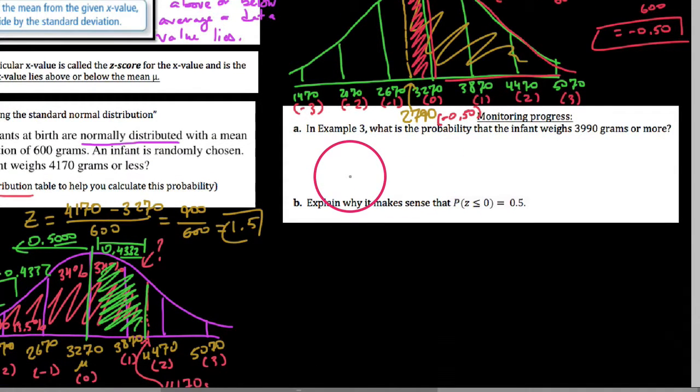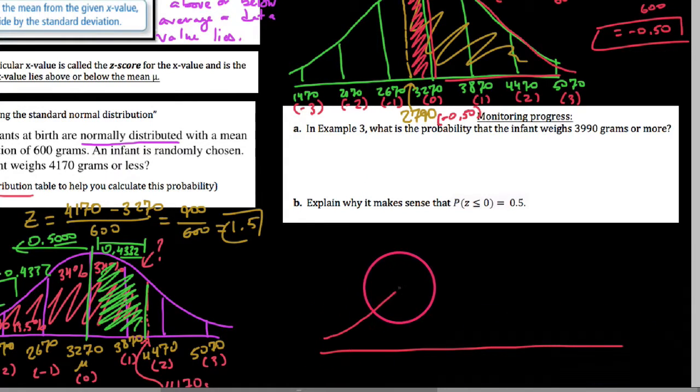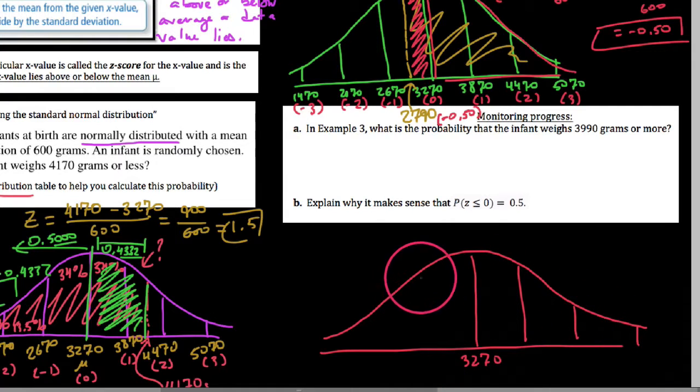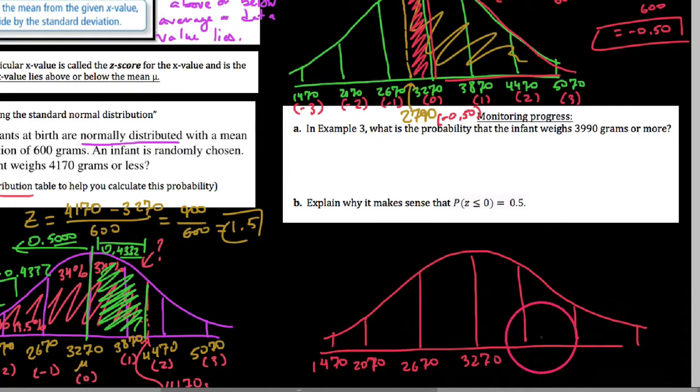So for part A, if we were to sketch this out, step 1 is basically get your sketch out, and let's put on our average x value, which in this case in grams was 3270, and we'll go 3 standard deviations above and below the mean. So we have 3 above and 3 below. We have 2670, 2070, and 1470 on the left, and on the right side we have 3870.